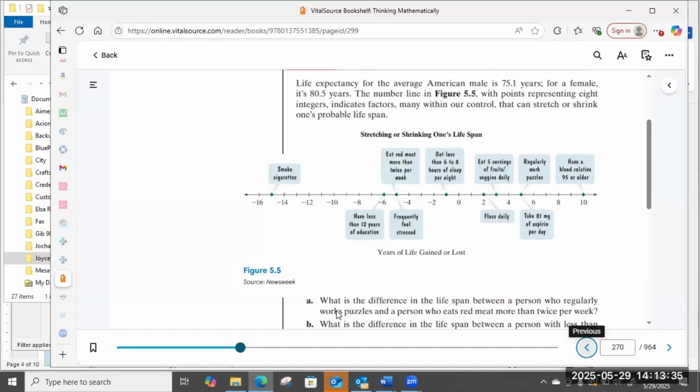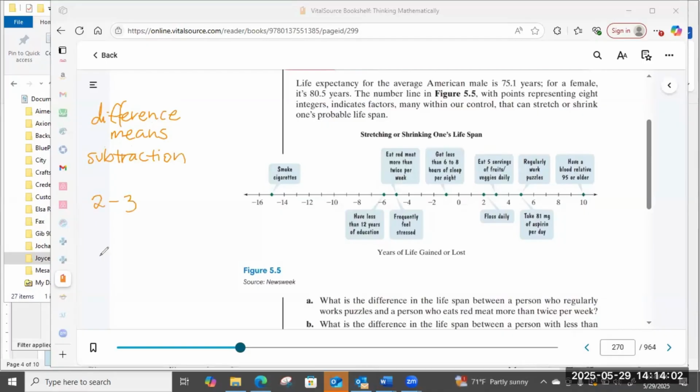So some example questions here are asking about the difference in lifespans. And remember, difference in math means subtraction. So if I said, what's the difference between 2 and 3?